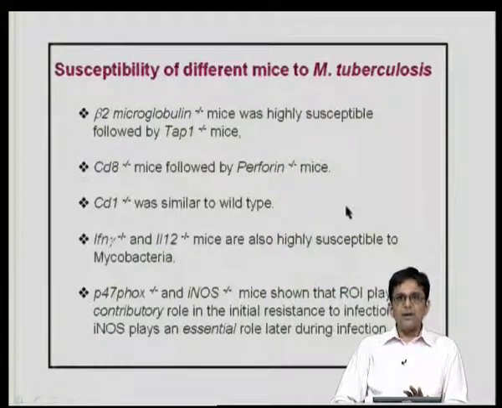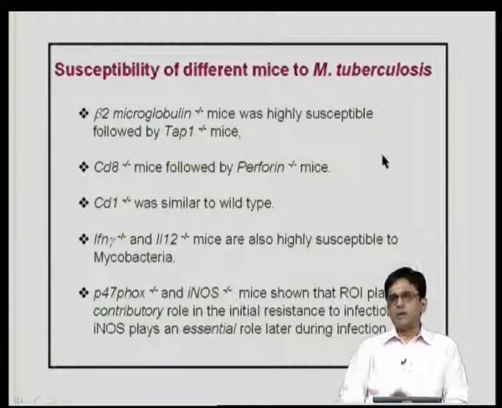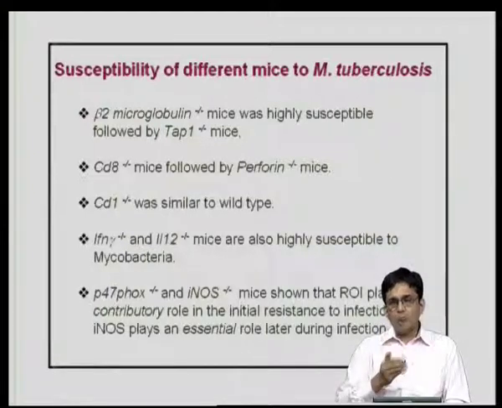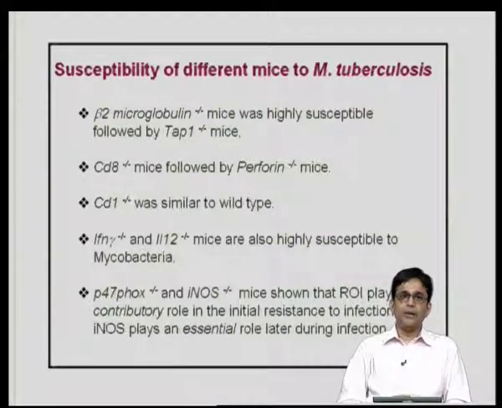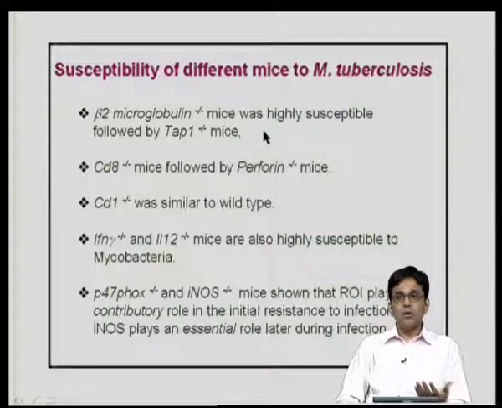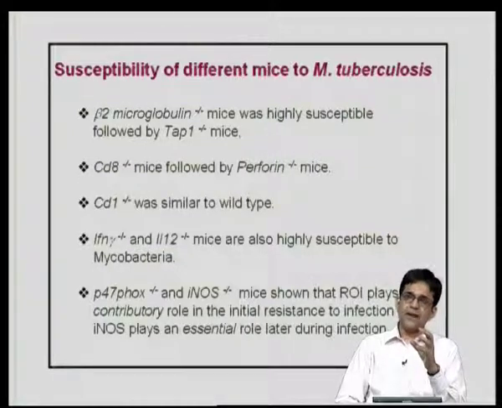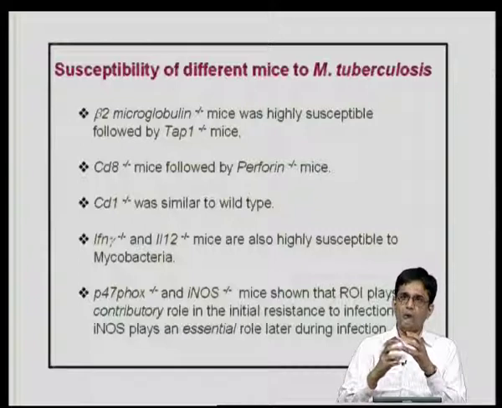Now, some years back, a very interesting experiment was done where different knockout mice were tested for their susceptibility to mycobacteria. What was shown is the beta 2 knockout mice are highly susceptible, followed by the TAP1 knockout. Now, beta 2 microglobulin, as you can understand, is a component of the MHC class 1.